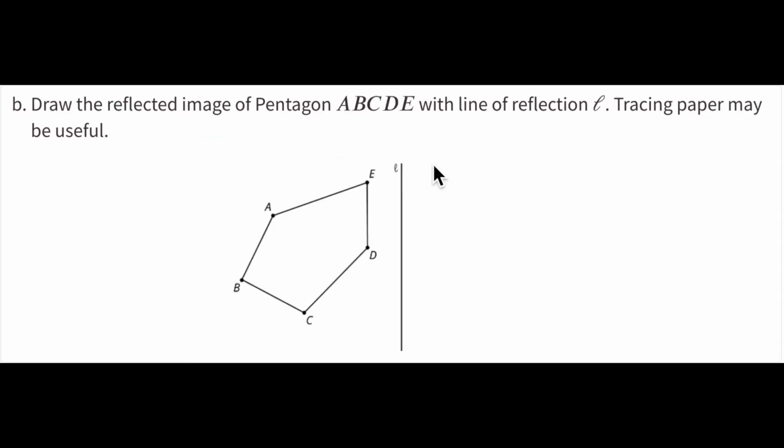For the reflection, this is a line of reflection right here, L. I'm going to take this figure and flip it over this line of reflection like a mirror. So A is going to end up all the way over on the other side. E is going to end up just a little bit over on the other side. So you're going to see these are all going to switch positions like a reflection in a mirror.